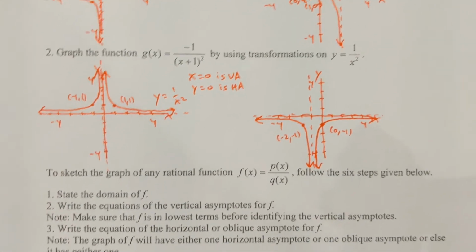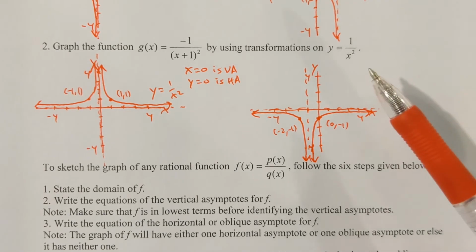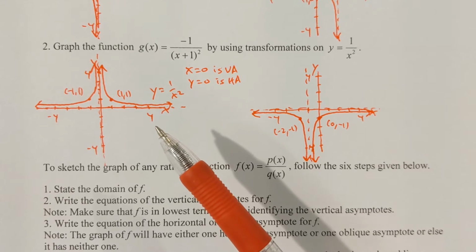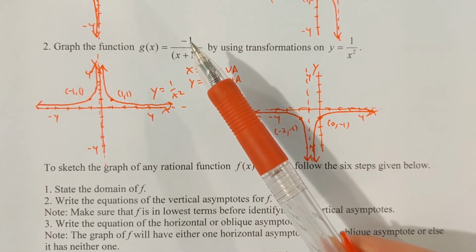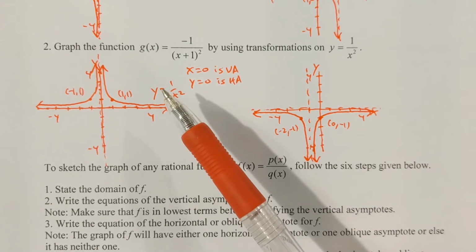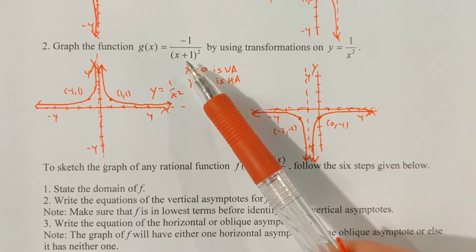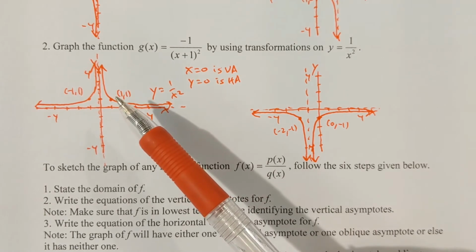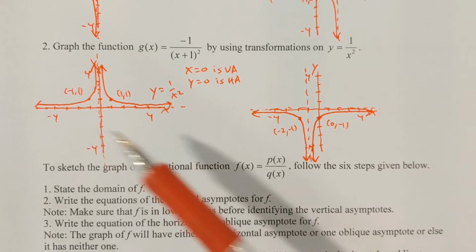Problem 2 is a similar deal. We're going to graph this function using transformations on y equal 1 over x squared. Here's the graph of y equal 1 over x squared that we've already looked at on the previous page. The -1 in the numerator means that we're going to have a reflection about the x-axis, so this graph is going to be flipped upside down. And then the +1 that we see here means that we're going to shift to the left 1 unit. So when you do those two things, all these points are going to reflect about x, and then go to the left 1.